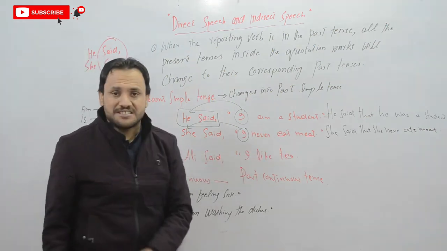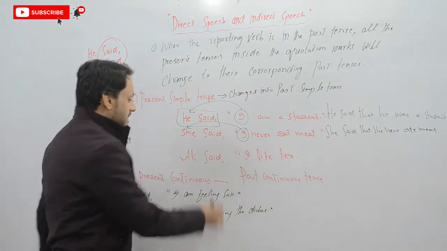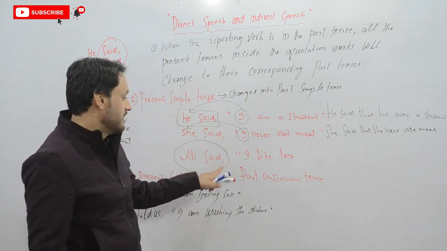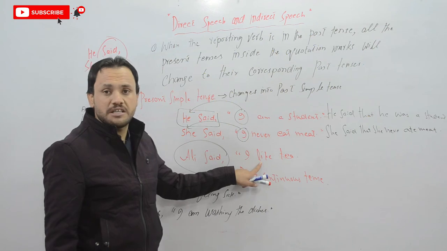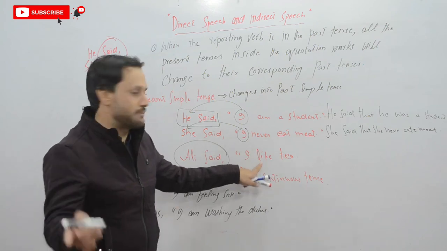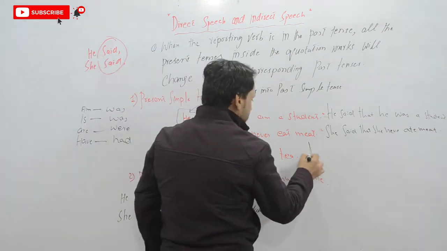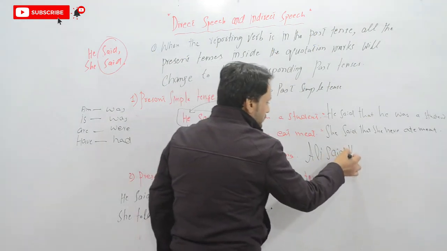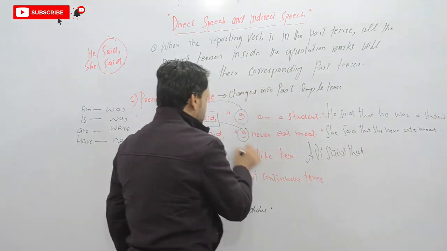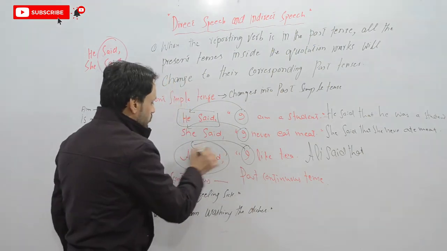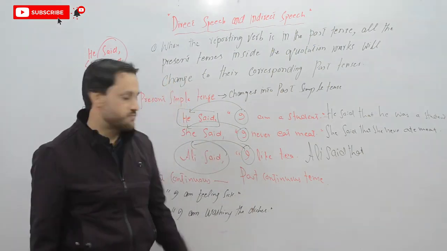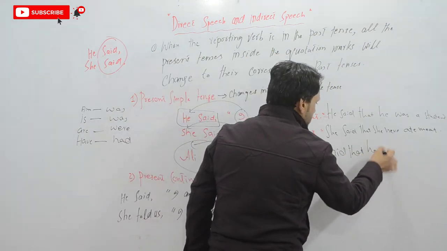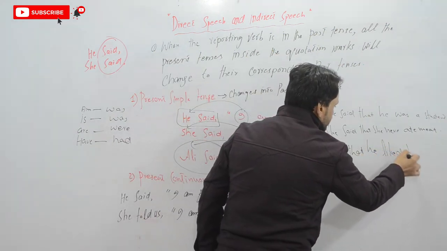Ali said, I like tea. Have a look at this. Present simple becomes simple past. Like Ali said, that. The first person subject changes according to the subject of the reporting speech. It becomes what? Ali said that he liked tea.